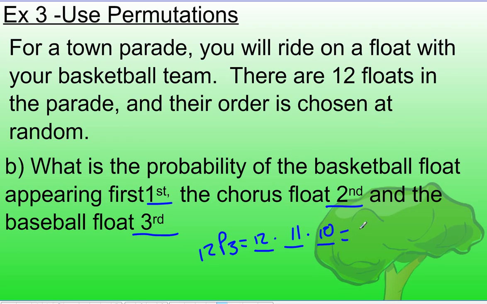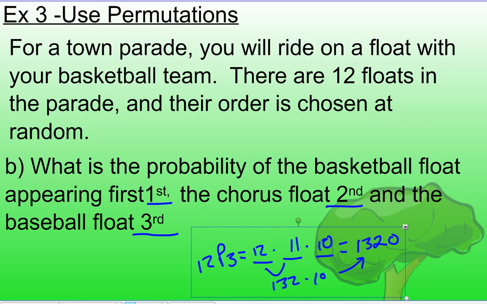Multiplying together gives us 1,320. This is 132. And to multiply something by 10, you just add a 0 to it. So there's 1,320 total ways to arrange those first 3 floats.